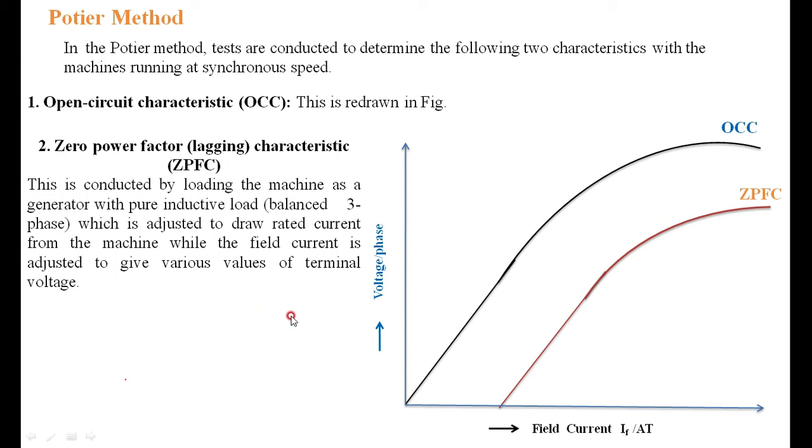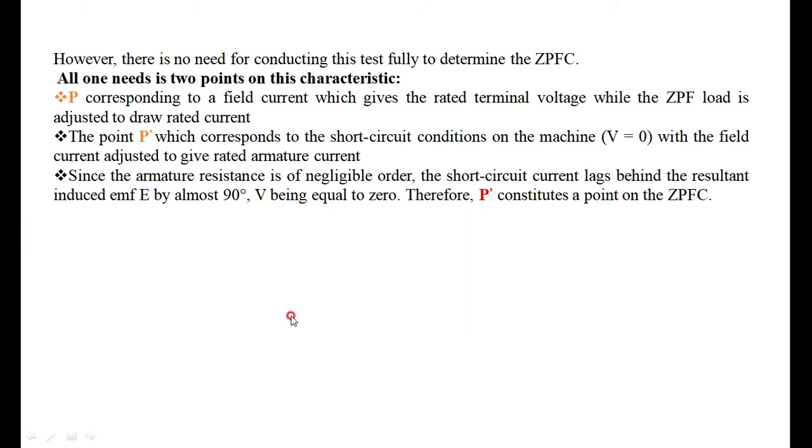Okay. Once you draw the characteristics, the steps involved in the case of the ZPF characteristics, just remember here that only two points are necessary to draw the whole ZPF curve. One point is what I am calling the point P. The point P corresponds to the field current which gives the rated terminal voltage, while the ZPF load is adjusted to draw the rated current.